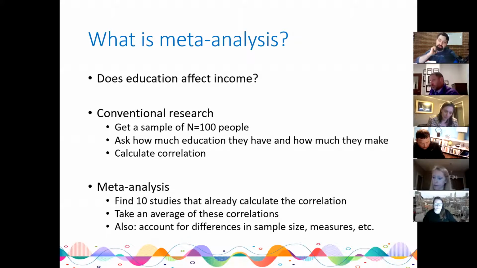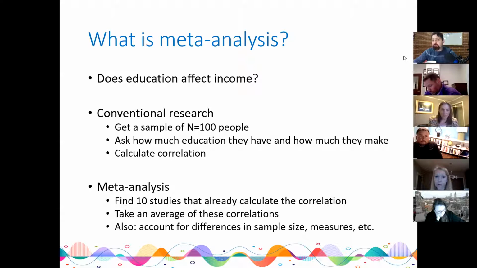But in a primitive way, what meta-analysis is, let's say, for example, you would like to study or explore the relationship between income level and education level. And so in a traditional conventional research, what you would do for that is you would get a sample of, let's say, 100 people. You would, I don't know, ask 100 of your friends: 1, how much money do you make? And 2, how much education do you have?